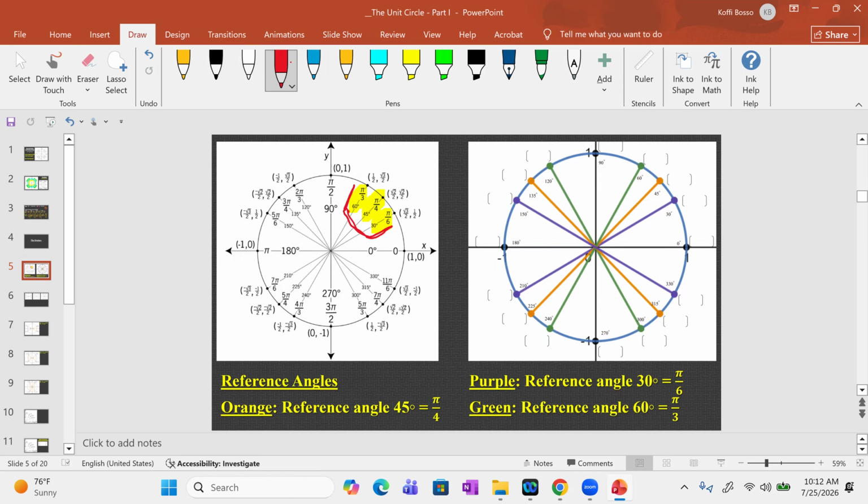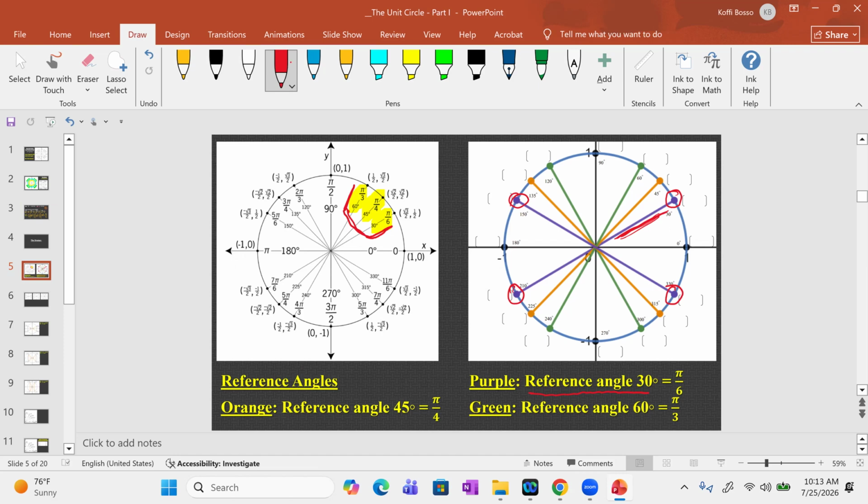We have 30 degrees, represented by the purple color here, and we call that a reference angle. So you see a reference angle, which is 30 degrees, which is pi over 6. Remember, every time we see 30 degrees, this is the same as pi over 6. The purple color here references 4 points. So we have this, this, this, and this.